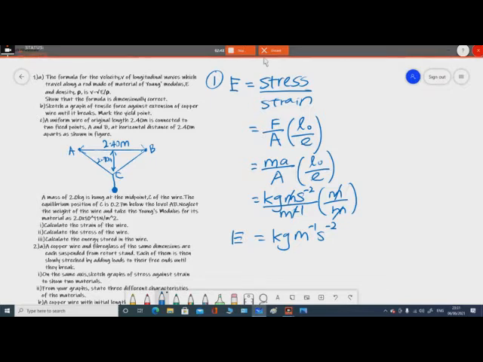So let's look at rho, the density. Density is equal to the mass divided by volume. The mass is kg and the volume is meter cube, which is rho.